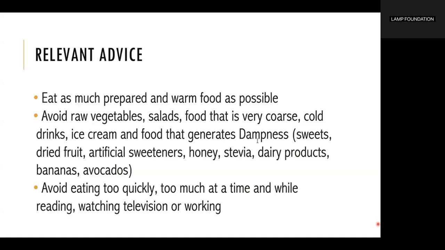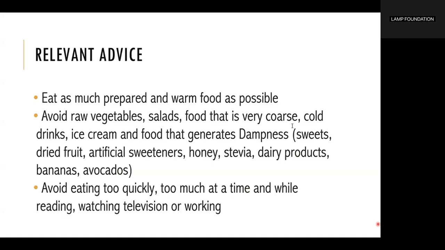Dietary changes are alpha and omega in the treatment of spleen-Chi deficiency. This encompasses both what is eaten and how it is eaten. A person who is spleen-Chi deficient should eat as much prepared and warm food as possible. They should avoid raw vegetables, salads, food that is very coarse, cold drinks, ice cream, and food that generates dampness, such as sweets, dried fruit, artificial sweeteners, honey, stevia, dairy products, bananas, avocados, and so on.